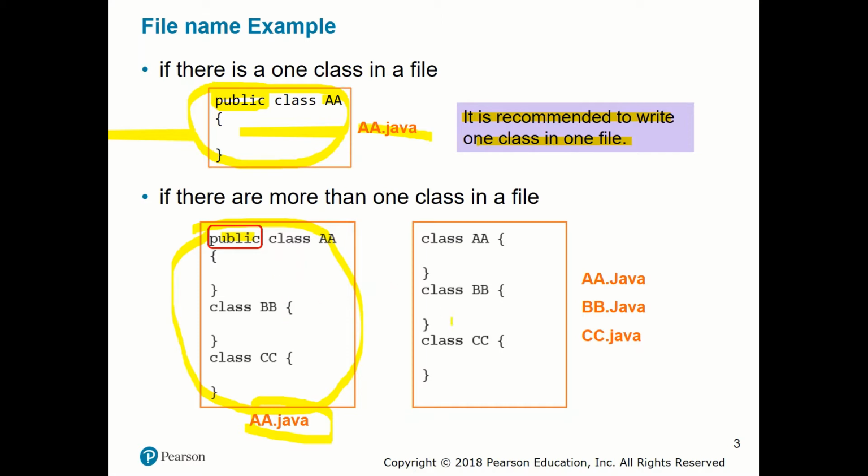And like this, every class doesn't have to be public in some cases. But in that case, any class name can be the file name. So this file can be AA.java, BP.java, or CC.java. But in Java programming, it is recommended to write one class in a file and the class should be declared as public.